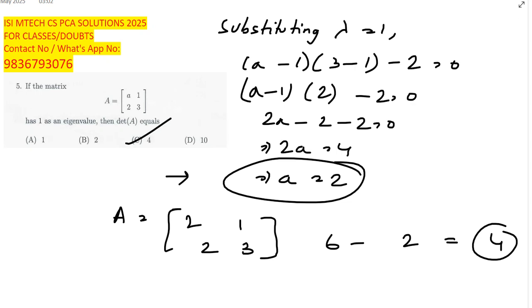So my correct option will be option 4. That is option C. So my correct answer is 4.